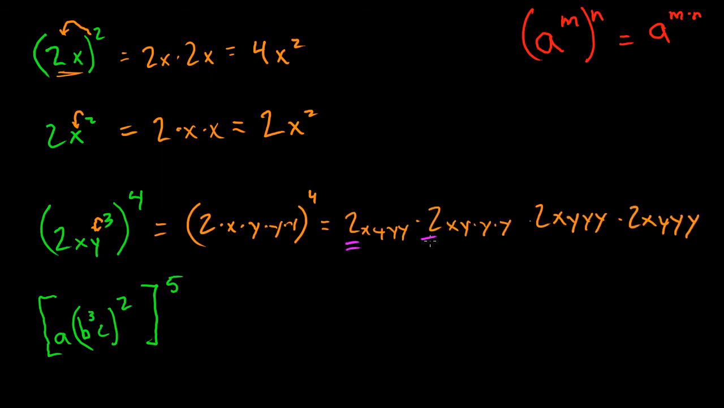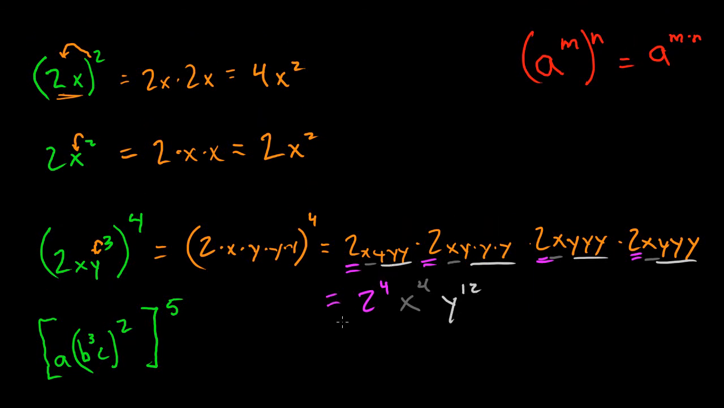Well, we can rearrange this product to have 2 times 2 times 2 times 2, or 2^4, times x times x times x times x, x^4, and then times y^3 times y^3 times y^3 times y^3, which is going to give us y^12. So 2^4, x^4, y^12, or 16x^4y^12, is the simplest form of (2xy^3)^4.